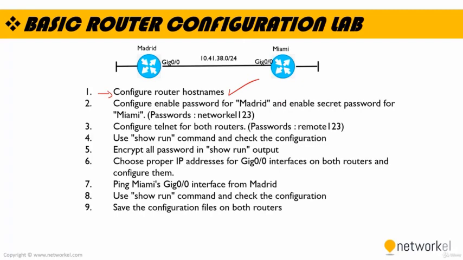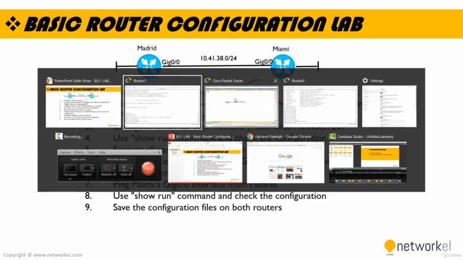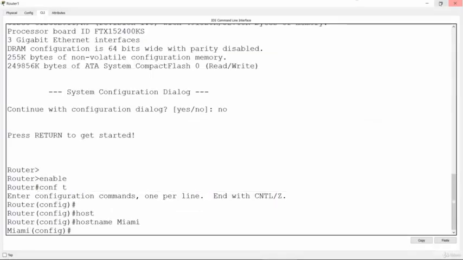Step 2, configure enable password for Madrid and enable secret password for Miami. And the passwords are the same: Network EL123. Okay, do we remember how to configure that? You will remember, even if you don't remember now.